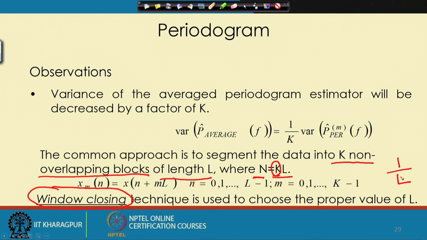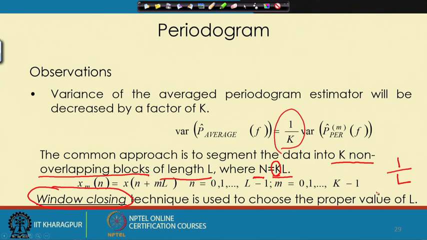Again, to increase L, if we reduce k, what will happen? Frequency domain resolution will increase, but the variance will also increase in the frequency domain, because the variance is proportional to 1 by k. So, we are in a dilemma.